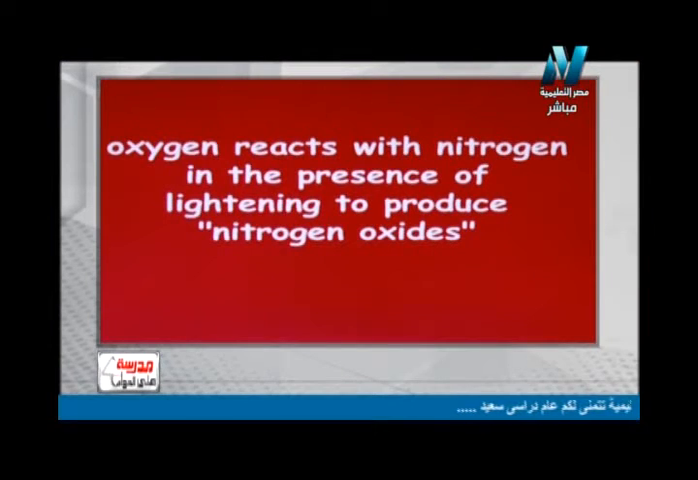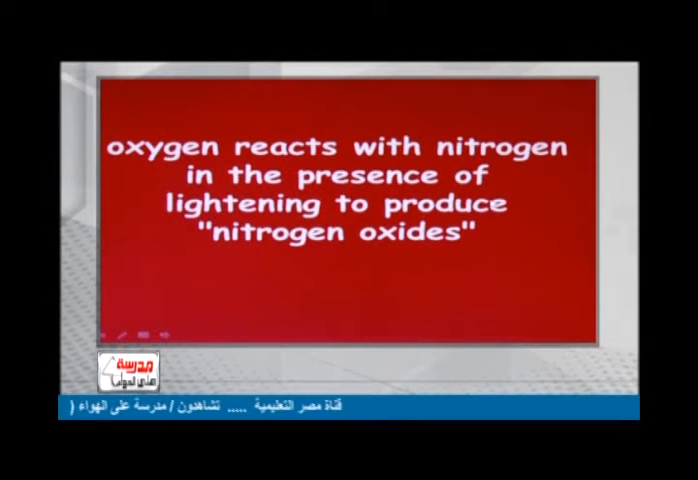So again, nitrogen oxide is a very dangerous gas, a very harmful gas, that is formed only during lightning by the reaction between oxygen gas and nitrogen gas. Oxygen gas reacts with nitrogen gas only in the presence of lightning to produce nitrogen oxide. So again, oxygen reacts with nitrogen in the presence of lightning to produce nitrogen oxide.